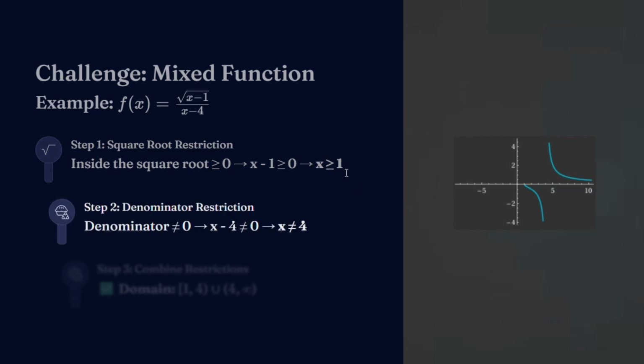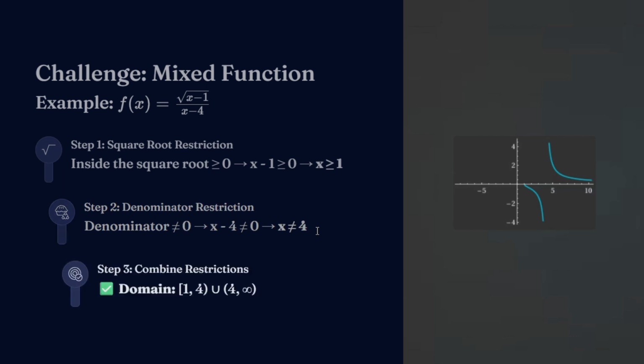Then, let's look at our denominator. We know that the denominator can never be 0. So x minus 4 cannot be equal to 0. In order to solve for x, we add 4 on both sides, and therefore x is not equal to 4.